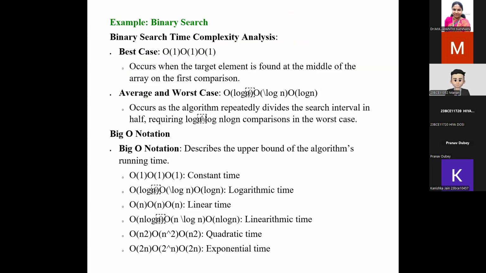Say, for example, to analyze the complexity, take binary search. In the previous example we discussed linear search; now we are talking about binary search. What do you mean by binary search? We know searching means looking for an element. Say in a class of 70 students, if I would like to know who is the 55th student by serial number, then it is searching for a particular student in the list.